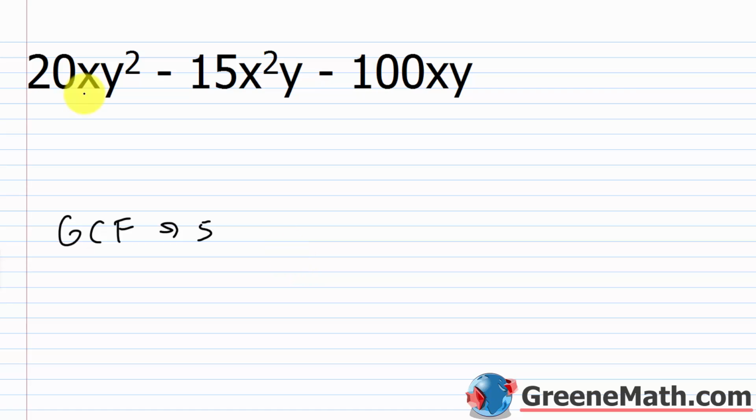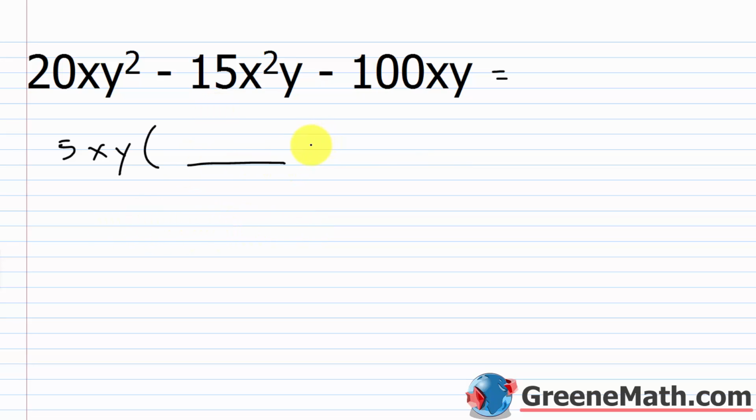Now, when we think about the variables, we have x, x, and x. And we have first power, second power, and first power, so that can stay. Then we have y, y, and y. We have second power, first power, and first power, so that can stay. So my GCF is 5xy. So let's write that out in front of a set of parentheses. And again, to get what's inside, you're going to have 3 terms. So minus, minus. So what goes here?